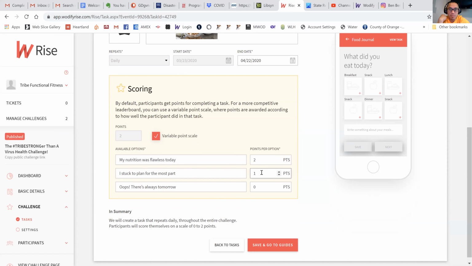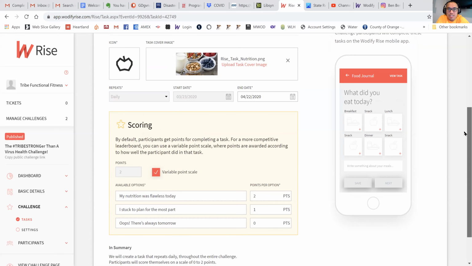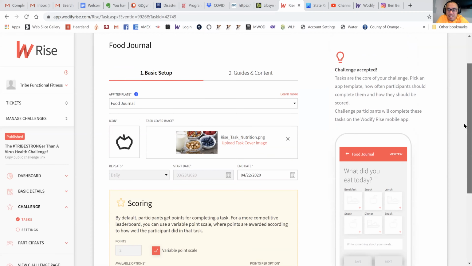So certain days you might just have one, but that might be on purpose because you chose to have a cheat meal that day. And the last option is, oops, there's always tomorrow, and then you'll get 0 points, and you can try again the next day. All right, so that is the nutrition portion of this challenge.